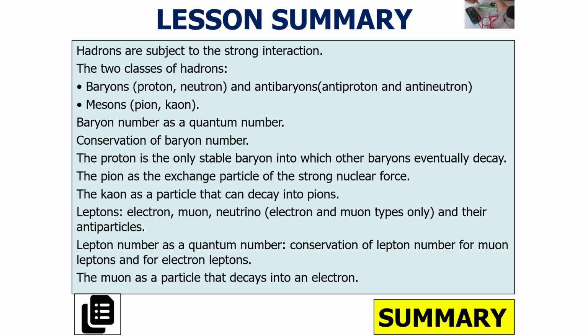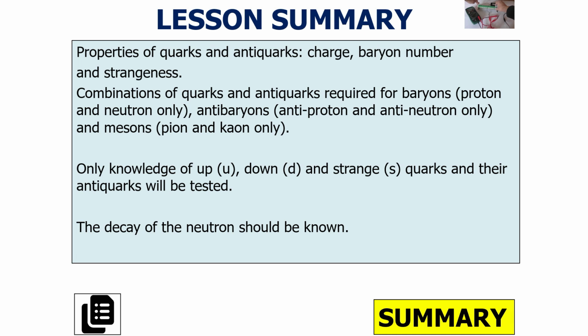We know about leptons as electrons, muons and neutrinos and their antiparticles. We know about lepton number as a quantum number and the conservation of lepton number for muon and electron leptons. The muon is a particle that decays into electrons. We know the properties of quarks and antiquarks: their charge, their baryon number and their strangeness.